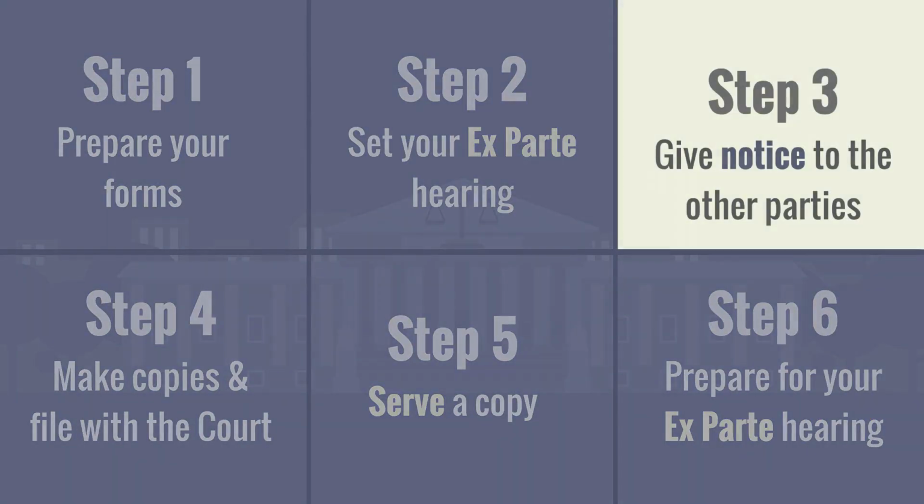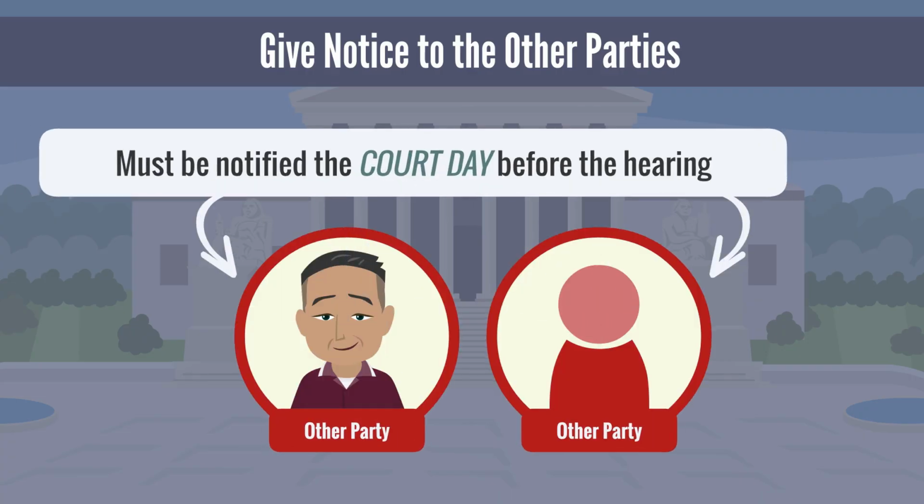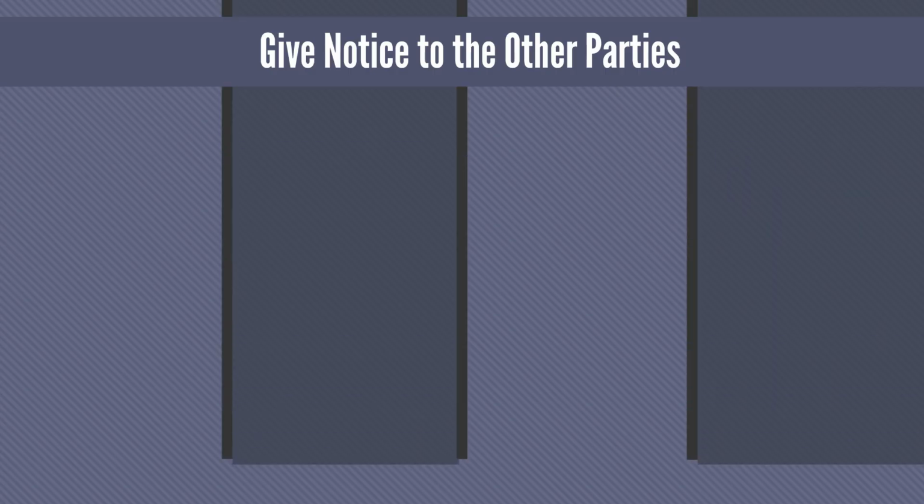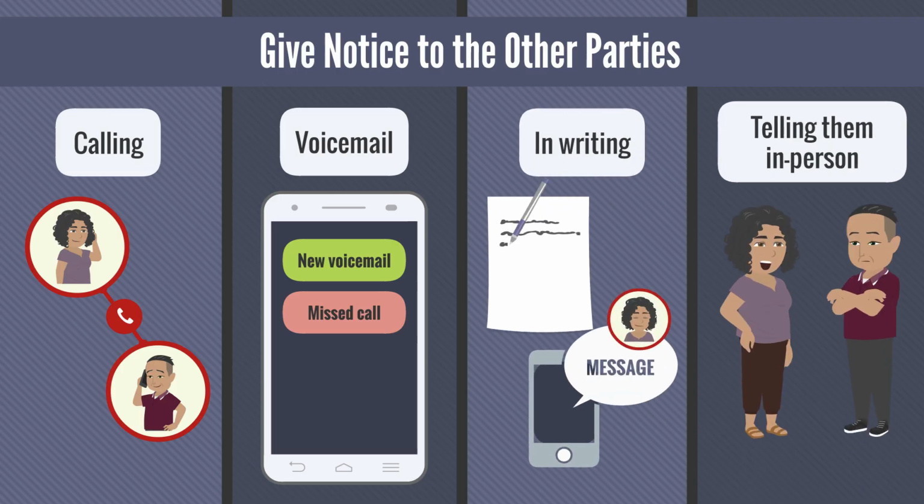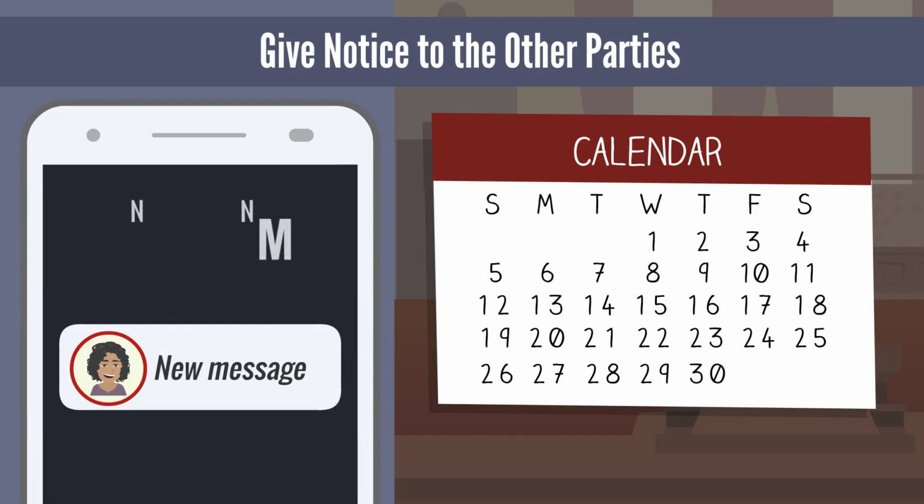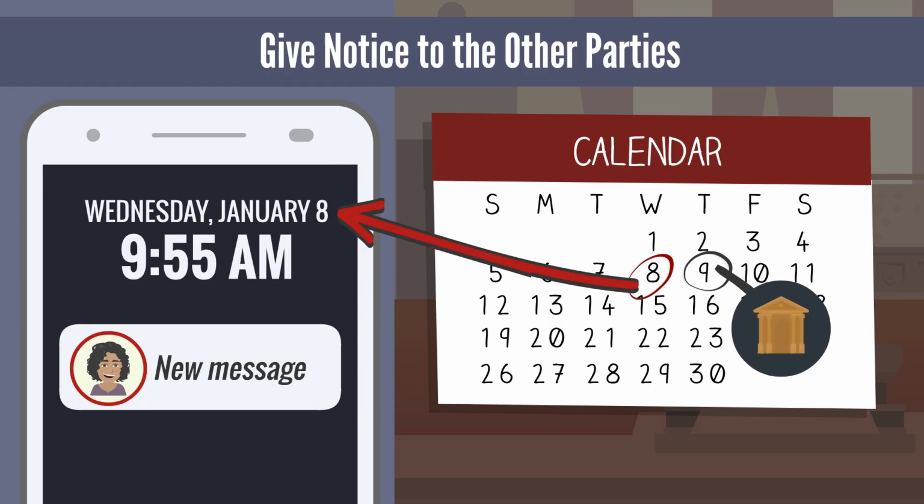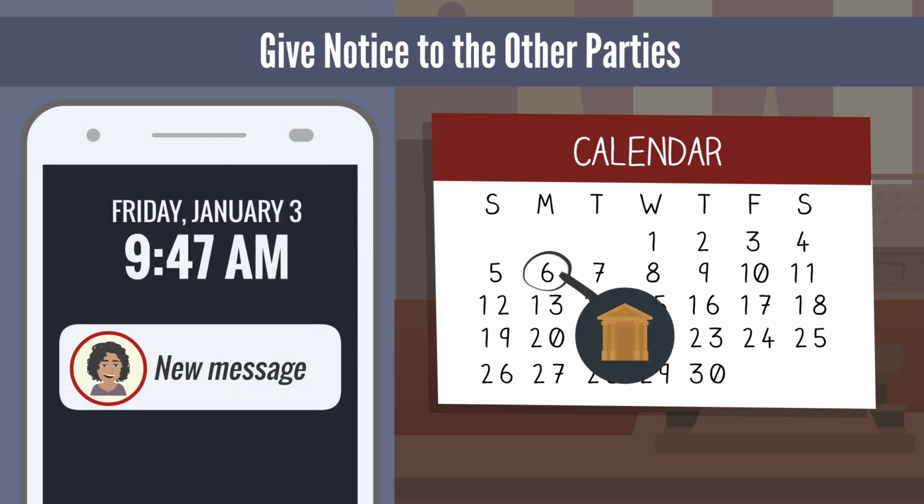Step 3. Give notice to the other parties. Except in exceptional circumstances, the other parties in the case must be notified about the ex parte hearing no later than 10 a.m. the court day before the hearing. The other party can be notified by calling, leaving a voicemail or message, in writing, or telling them in person. For example, they have to be notified no later than 10 a.m. on Wednesday for a Thursday hearing. For a Monday hearing, they have to be notified no later than 10 a.m. the court day before, usually the previous Friday.